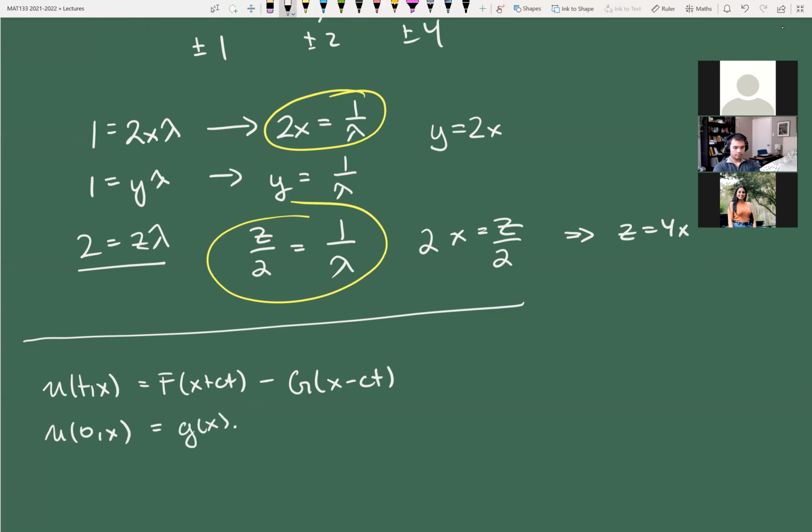Do you agree? Everyone asking about part 2, that makes sense, right? These are things that are given. In part 1, you're told u(0,x) is equal to g(x), and that u(t,x) is this thing with capital F and capital G. Oh, you're right, it is plus. Okay, so far so good, makes sense?